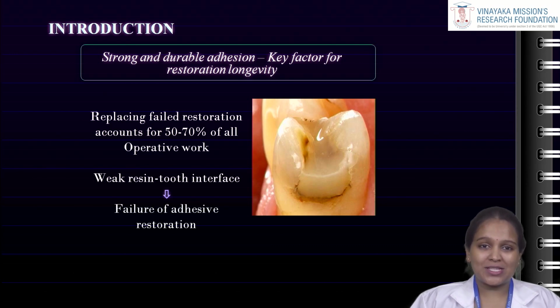There are so many reasons responsible for the degradation of this resin-dentin interface. In this presentation I will be covering the mechanism of dentin bonding, the factors that affect the degradation of the hybrid layer, and the various recent strategies adopted to overcome the failure of the resin-dentin interface bond strength. Literature states that replacing failed restorations accounts for 50 to 70% of all operative work. This is because of the weak resin-tooth interface, which leads to failure of adhesive restoration. This ultimately leads to either replacement of the restoration or it might even require root canal treatment. So strong and durable adhesion is a key factor for restorative longevity.